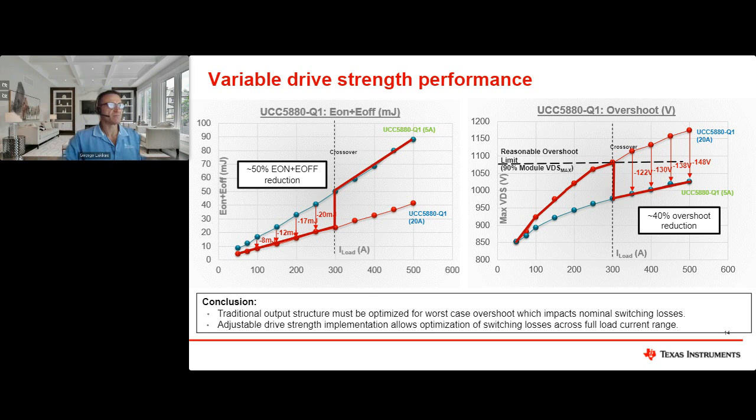I'm just going to drag my mouse here to this graph, and you can see at 300 amps, we're switching down from the strong gate drive strength that we were employing previously to take advantage of the energy loss reduction. And now you're using the weak gate drive strength to make sure that you are staying below the overshoot limit of the power switch. And so you essentially get to save 50% on the energy losses while maintaining 40% reduction on the overshoot itself. Kind of the best of both worlds, and we'll call this curve or graph the golden curve.